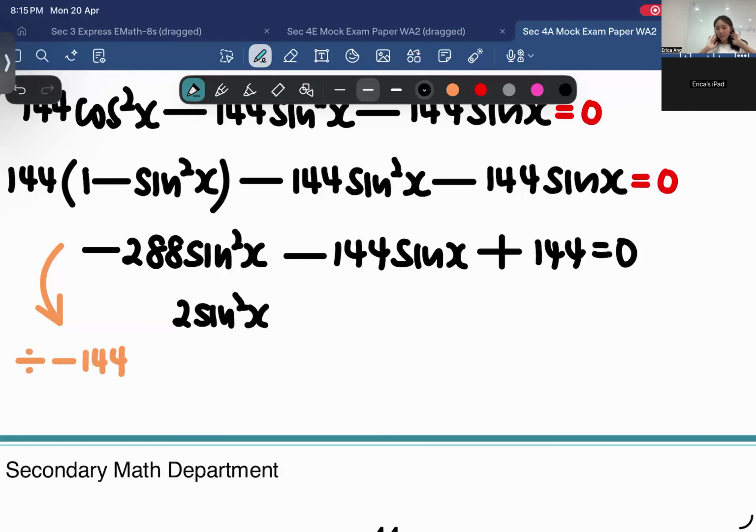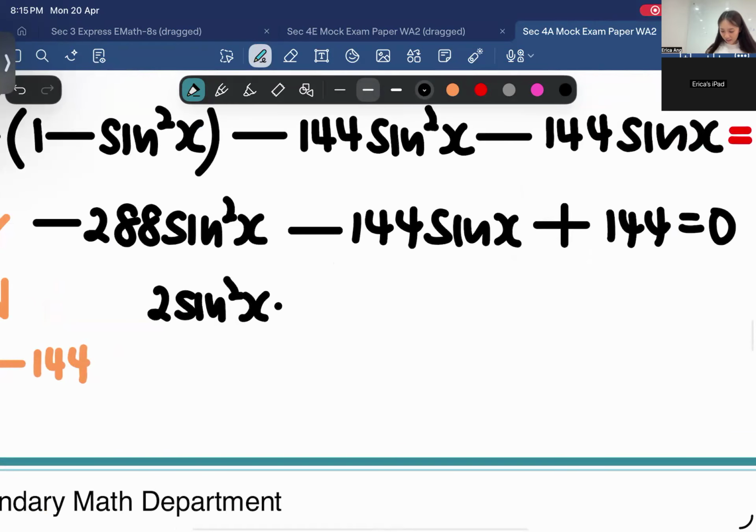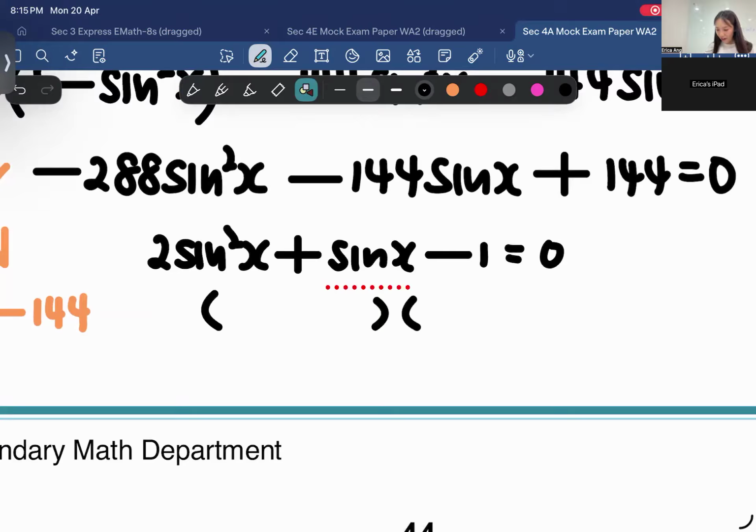Okay, Jala, what do you get? 2 sine square x after that? Oh, plus sine x minus? Okay, you use your calculator to cheat, right? So everybody, I'm going to fast forward, okay? By right, you should put brackets, you should put bracket equals to 0. But I'm going to fast forward.